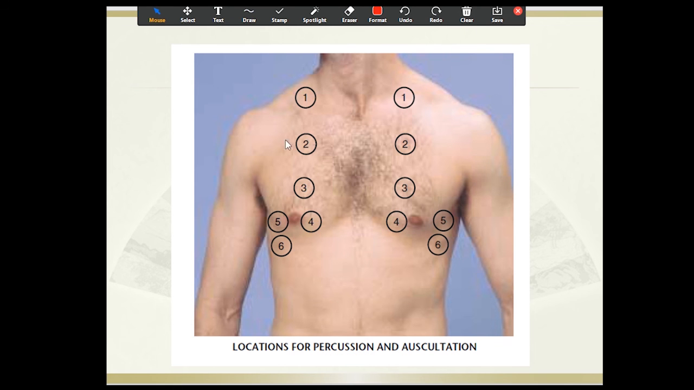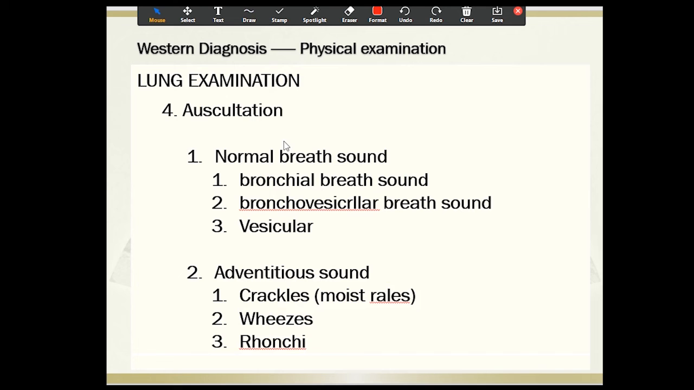Then we're talking about auscultation of the lung. Lung examination, we can use all 4 ways of examination. First way, inspection or looking. Second way, palpation, feeling something. Third way, percussion, which means we tap the patient's body and hear the sound.